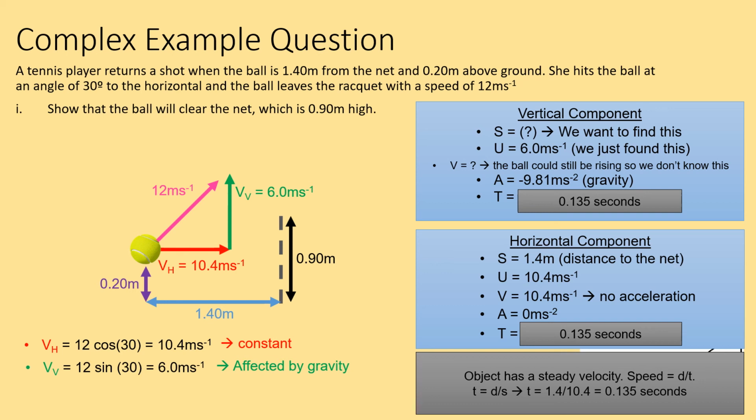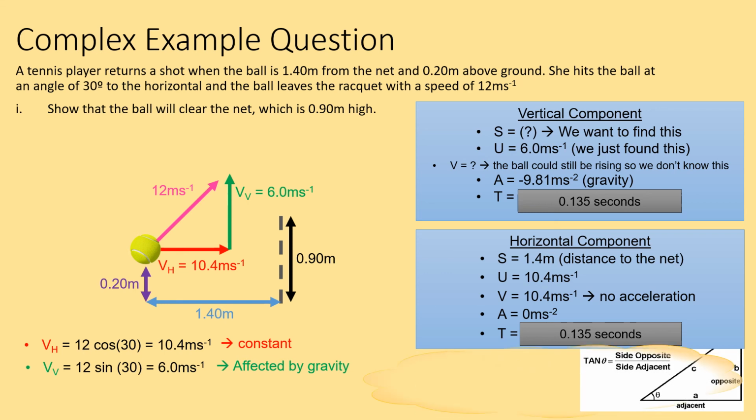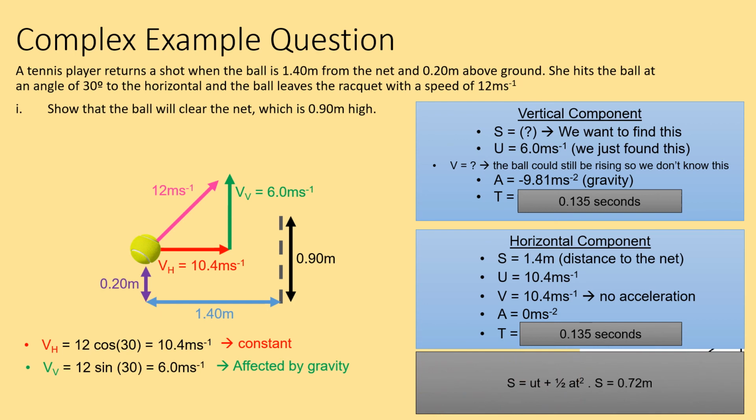So now we don't know what S is, we're not going to know what V is, so we use the equation that doesn't have V, which is S equals ut plus a half at squared, and we plug all the numbers back into there. You're going to end up with displacement equals 0.72 meters.